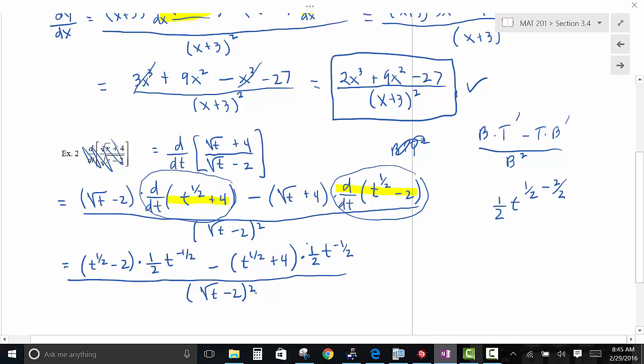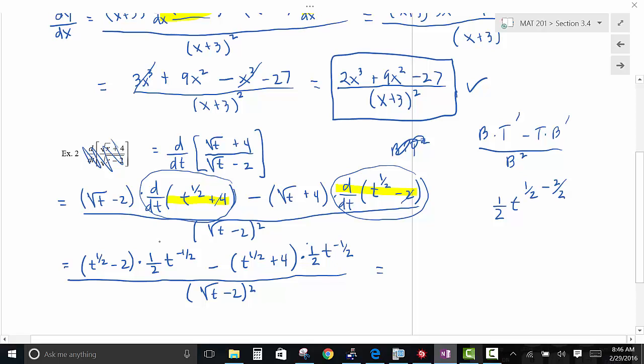Wait, so on the first term, on the very left side, isn't that supposed to be 1/2 t to the -1/2 minus or plus 4? No, because the derivative of, okay, that's a constant, so the derivative of 4 is 0, just like the derivative of 2 is 0. Those are constants, okay? All right, so now what we're going to do is we're going to multiply this out.